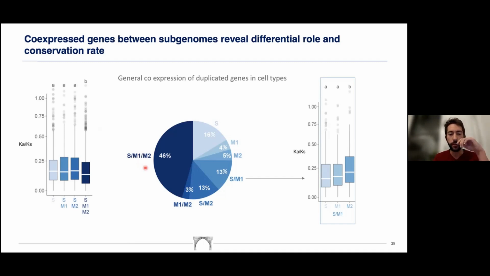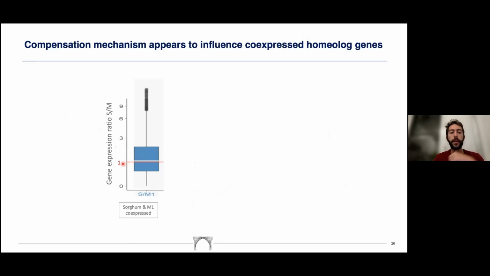So to test this hypothesis, we compared the expression of MEIS1 and MEIS2 to their sorghum orthologs in every cell type. We did so by just taking the ratio of sorghum expression over maize. And here's the distribution. When you look at genes that are only expressed in sorghum and MEIS1 in one cell type and MEIS2 is not expressed, the distribution is centered towards 1, which means that they have roughly the same expression level. It's similar if you look at genes that are only expressed in sorghum and MEIS2.